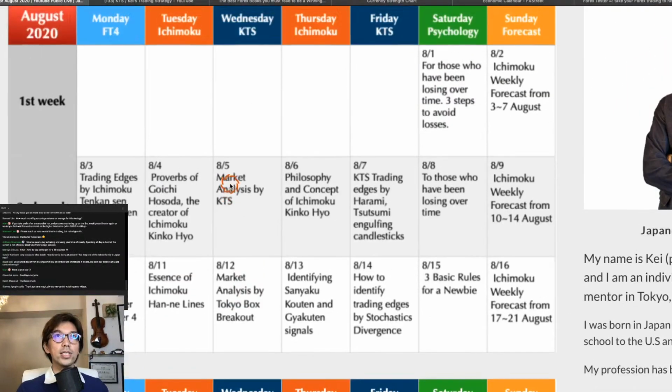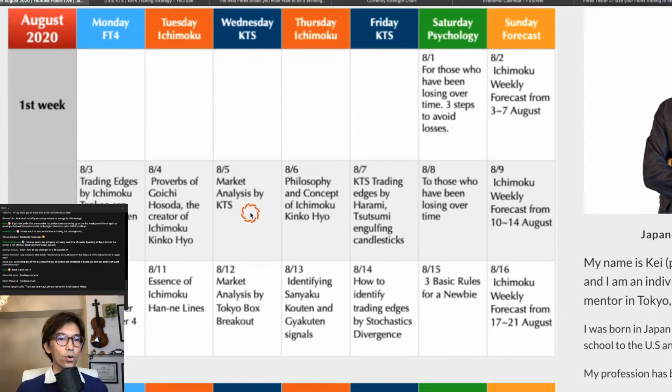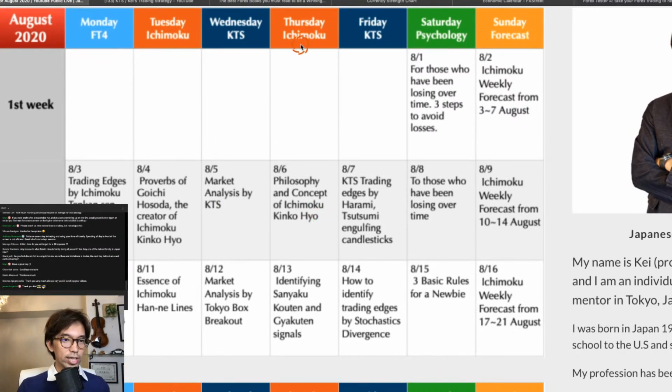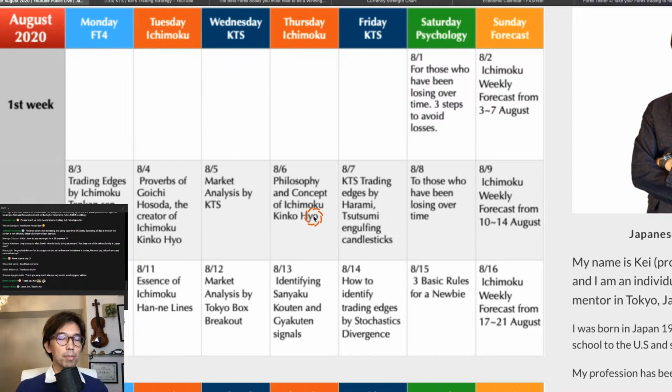So today was the 5th of August, so I was talking about my analysis by KTS. KTS is a case trading strategy, so this is my own strategy. So tomorrow is going to be an Ichimoku day, so I will stick to Ichimoku analysis, and I will talk about the philosophy and concept of Ichimoku Kinko Hyo. And also I will talk about Nifty tomorrow and mention time cycles.